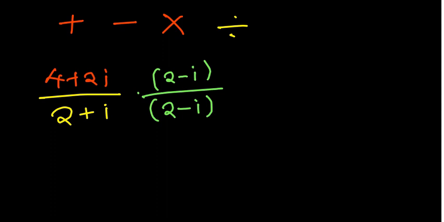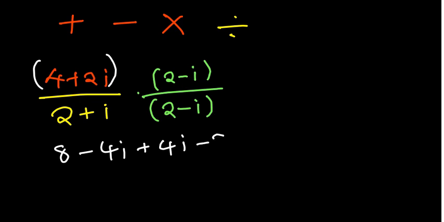Let's try to perform the multiplication now. So 4 multiplied by whatever is there. 4 times 2 is 8. 4 times i is minus 4i. 2i multiplied by 2 is what? 4i, right? 2i times negative i is what? Minus 2i squared. Are we together there? Yes.